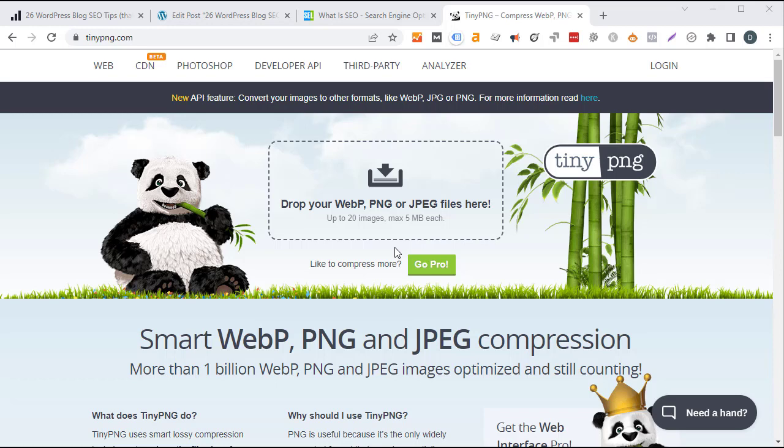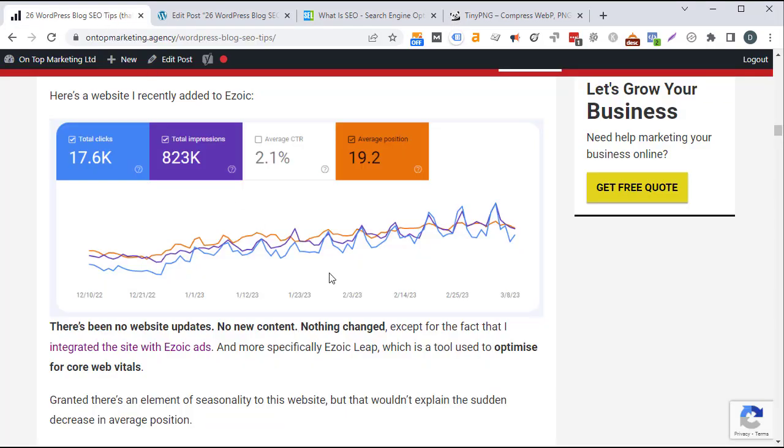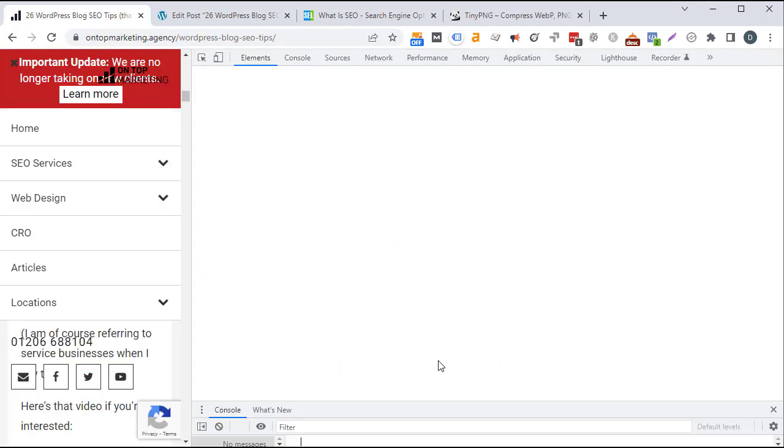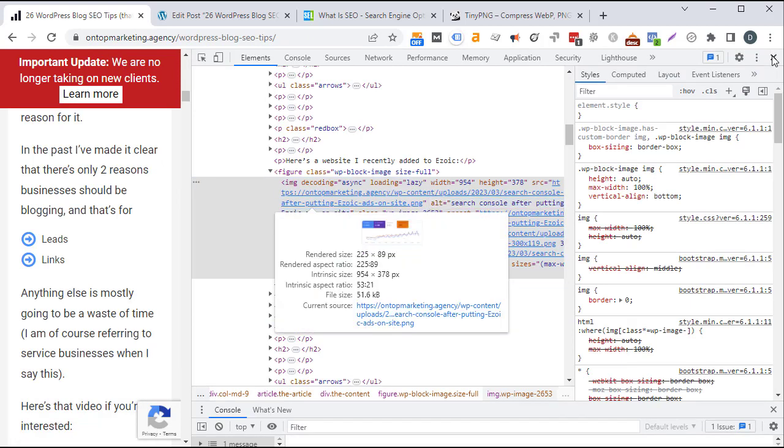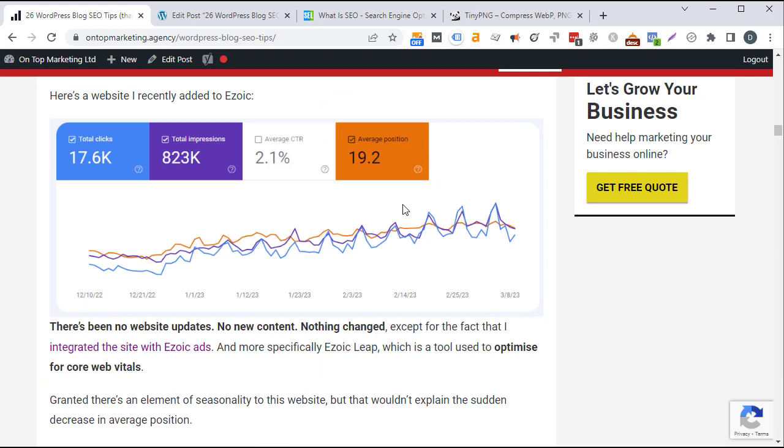So we get the image file size small, and then after that what we want to do is name the image something appropriate. So if we have a look at this image right here, for example, this image is named Search Console after putting Zoic ads onto the site. And that's because that's exactly what that shows with that website right there. It was a website that I put Zoic ads on, and that was all I did, and the traffic went up considerably as a result of that.